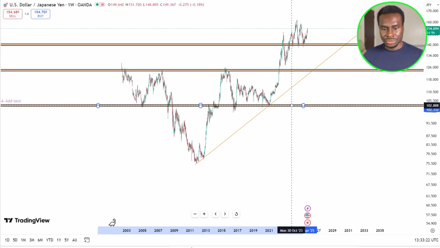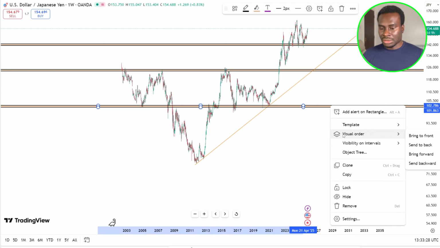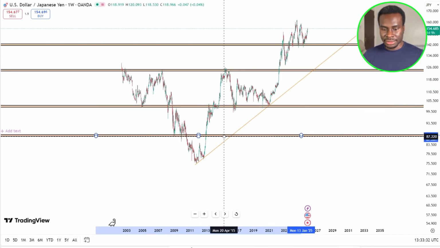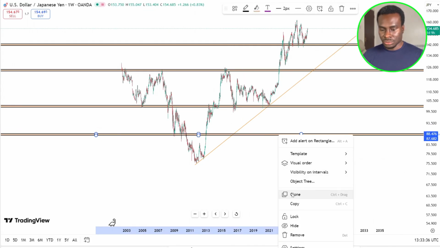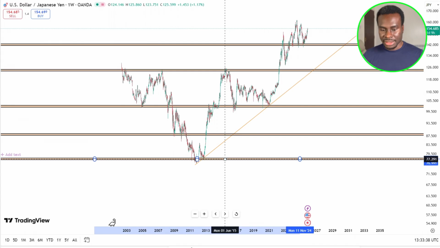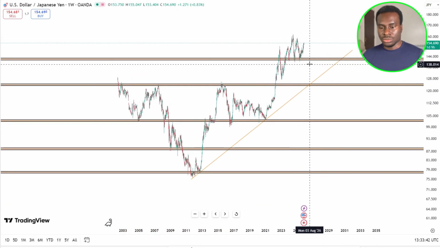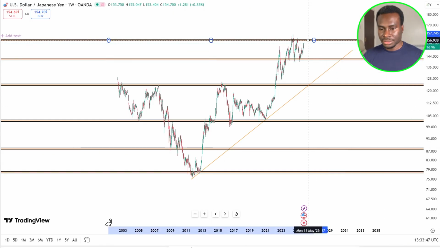So this is a feature in TradingView that enables you to clone your levels, so you don't have to repeat the process of drawing the exact dimensions of your levels and not make the right trading decisions. So you just clone all these and then mark it out like so. Now, we've also got this level right about here.